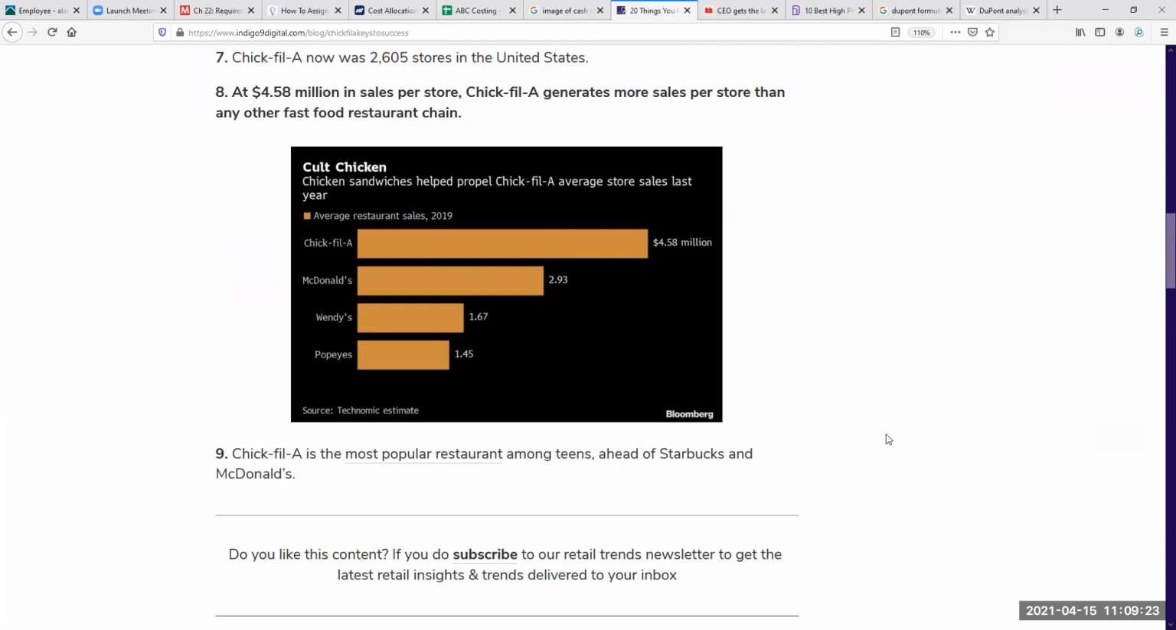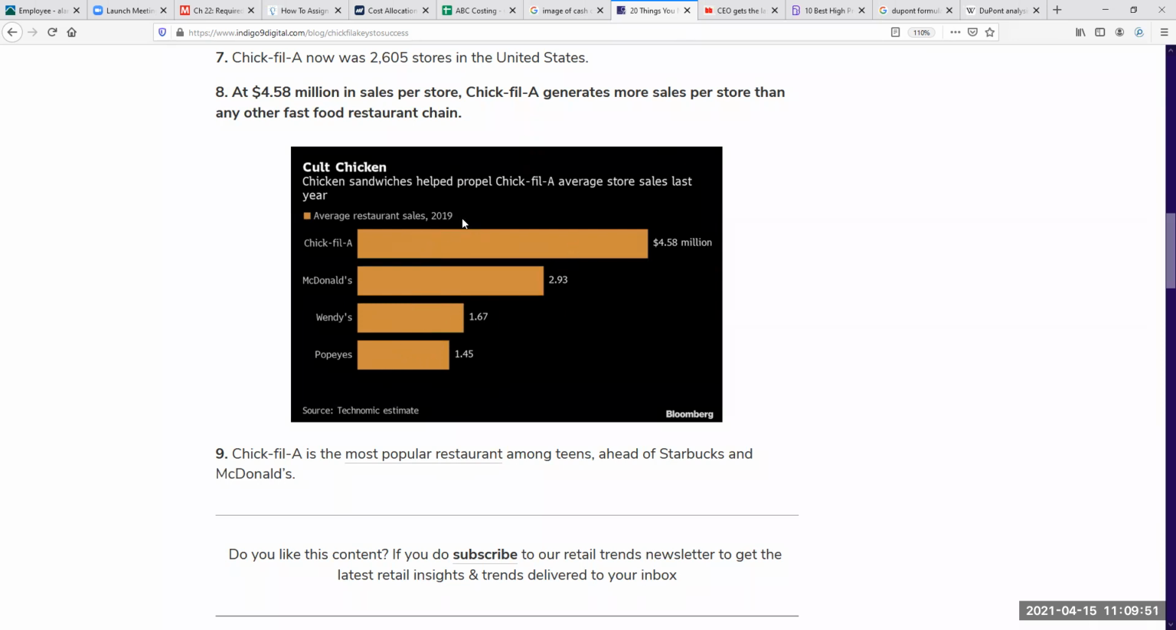Chick-fil-A is killing them. Their average store sales are $4.5 million compared to McDonald's $2.9 million per store. This is per store last year. Okay, this is I think 17 or 18. A Wendy's does 1.6. A Taco Bell does about 1.4 or 1.5. A Popeyes does 1.4. A Kentucky Fried Chicken does about 1.1.